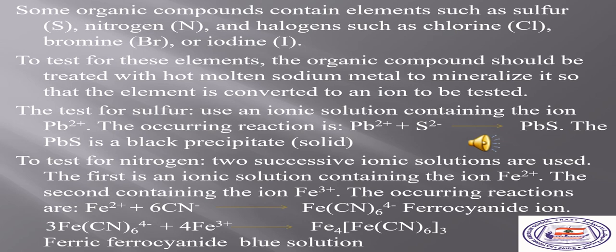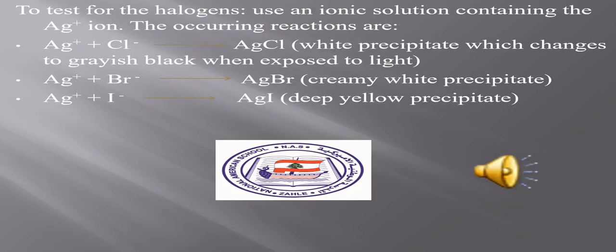We use 4 Fe3+ in this reaction, reacting with 3 Fe(CN)6 charge 4-, which is the ferrocyanide ion, to produce ferric ferrocyanide blue solution, which has a huge formula. It's Fe4[Fe(CN)6]3. Now, I'm really sorry to say these two equations also need to be memorized by you guys.